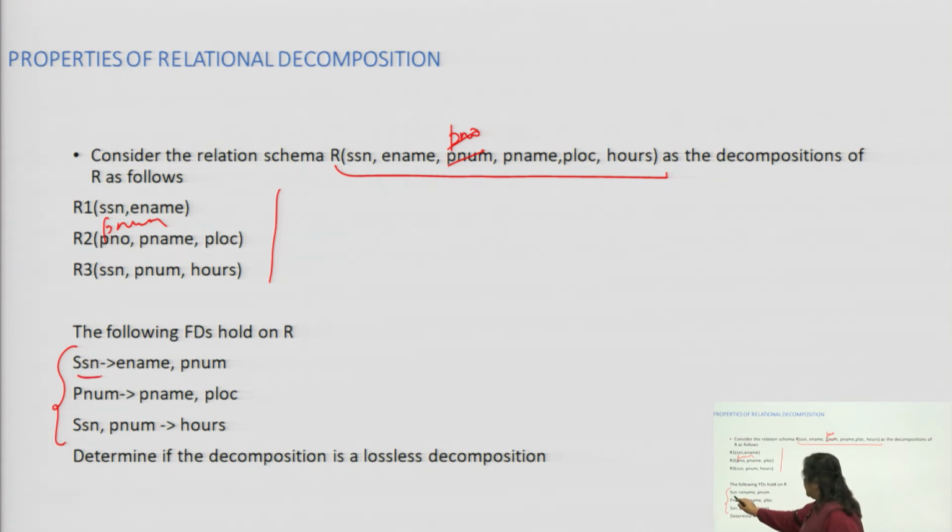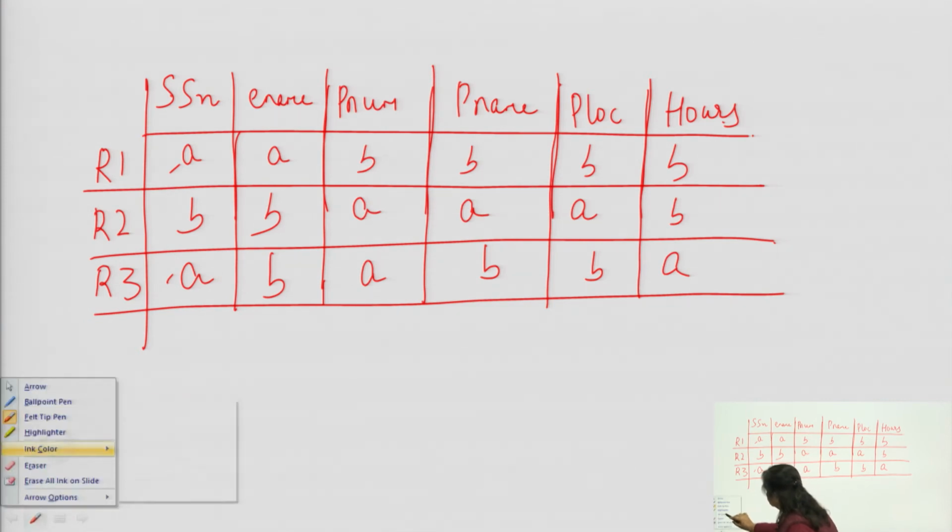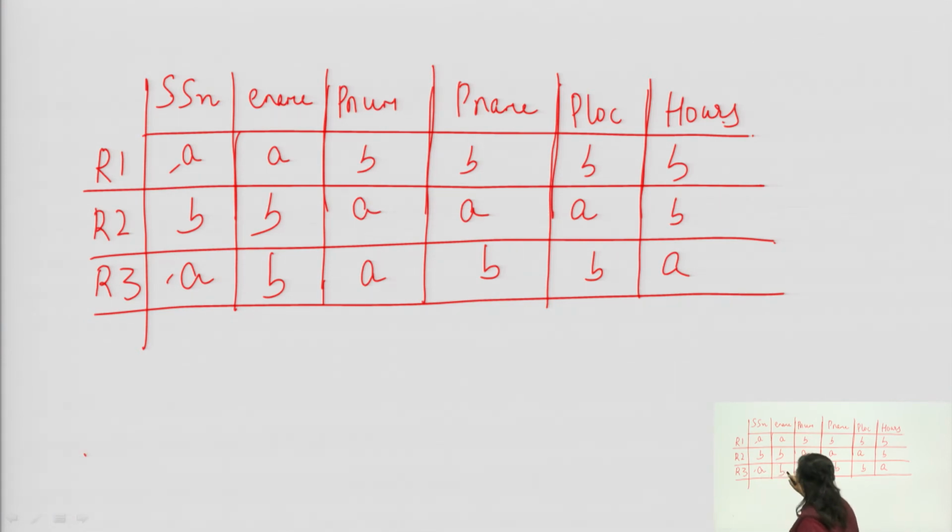Next, what we have to do is take up the functional dependencies. The first functional dependency we have is SSN to ename, pnum. So, SSN has the A value in rows 1 and 3, so we can make ename the A value here, right. Similarly, pnum we can make the A value, right.